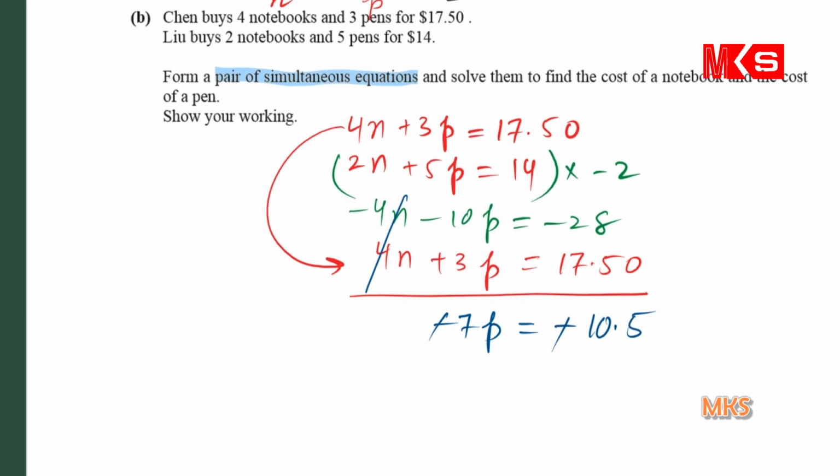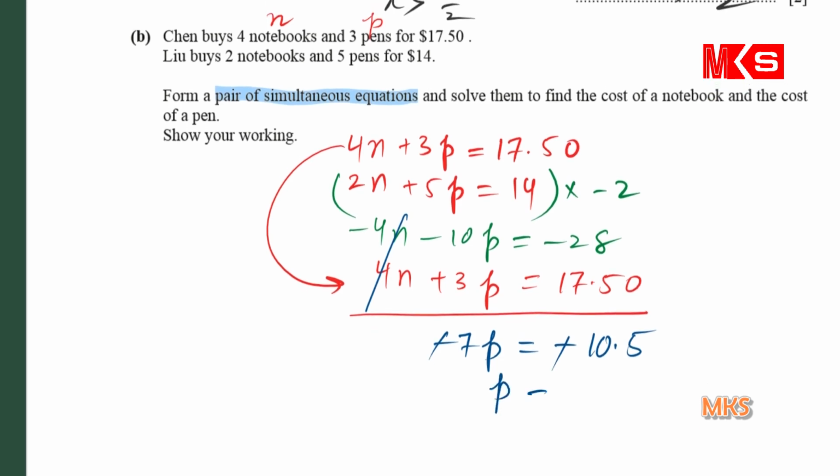Minus minus is cancelled and P is equal to 10.5 divided by 7, so that is 1.5. Now by putting this value of P in any one of the above equations, I'm using 2N plus 5, I'm using this one.